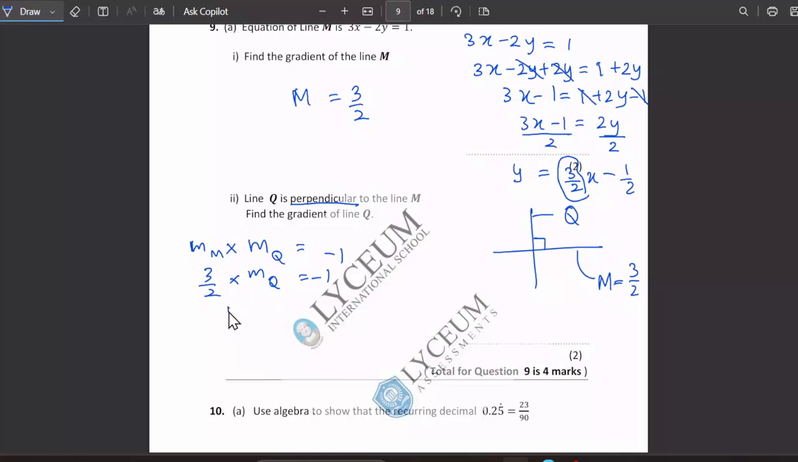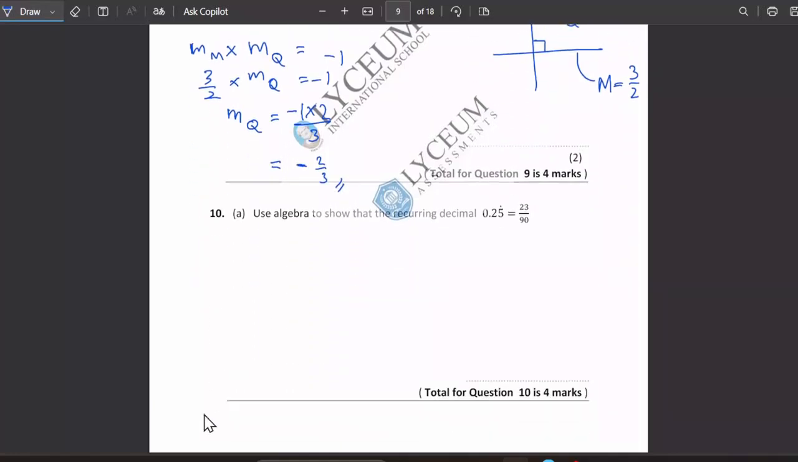Okay. Then 3 over 2 times mq equals minus 1. This one I will take to the other side. mq equals minus 1 times 2 over 3. Okay, now then we get minus 2 over 3. That's the Q's gradient. Okay.